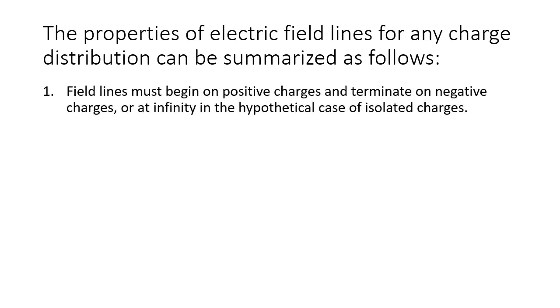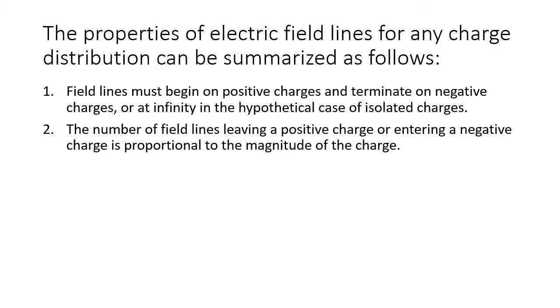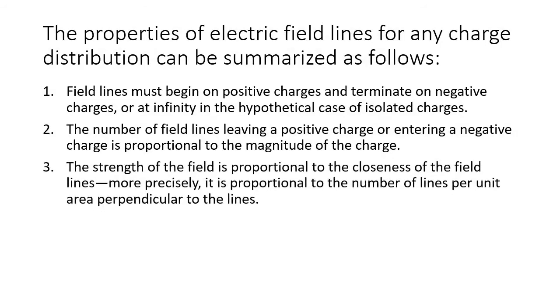1. Field lines must begin on positive charges and terminate on negative charges, or at infinity, in the hypothetical case of isolated charges. The number of field lines leaving a positive charge or entering a negative charge is proportional to the magnitude of the charge. 2. The strength of the field is proportional to the closeness of the field lines. More precisely, it is proportional to the number of lines per unit area perpendicular to the lines.